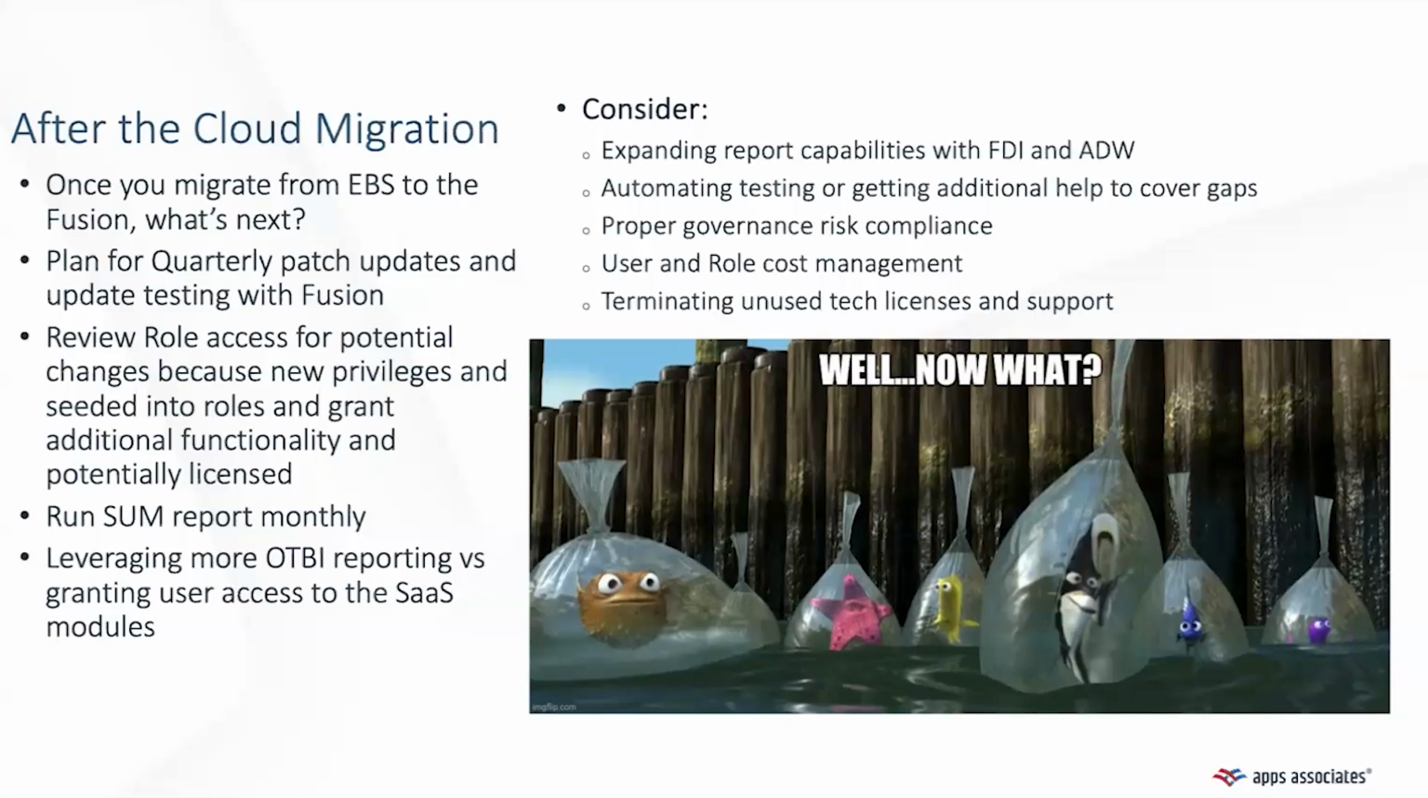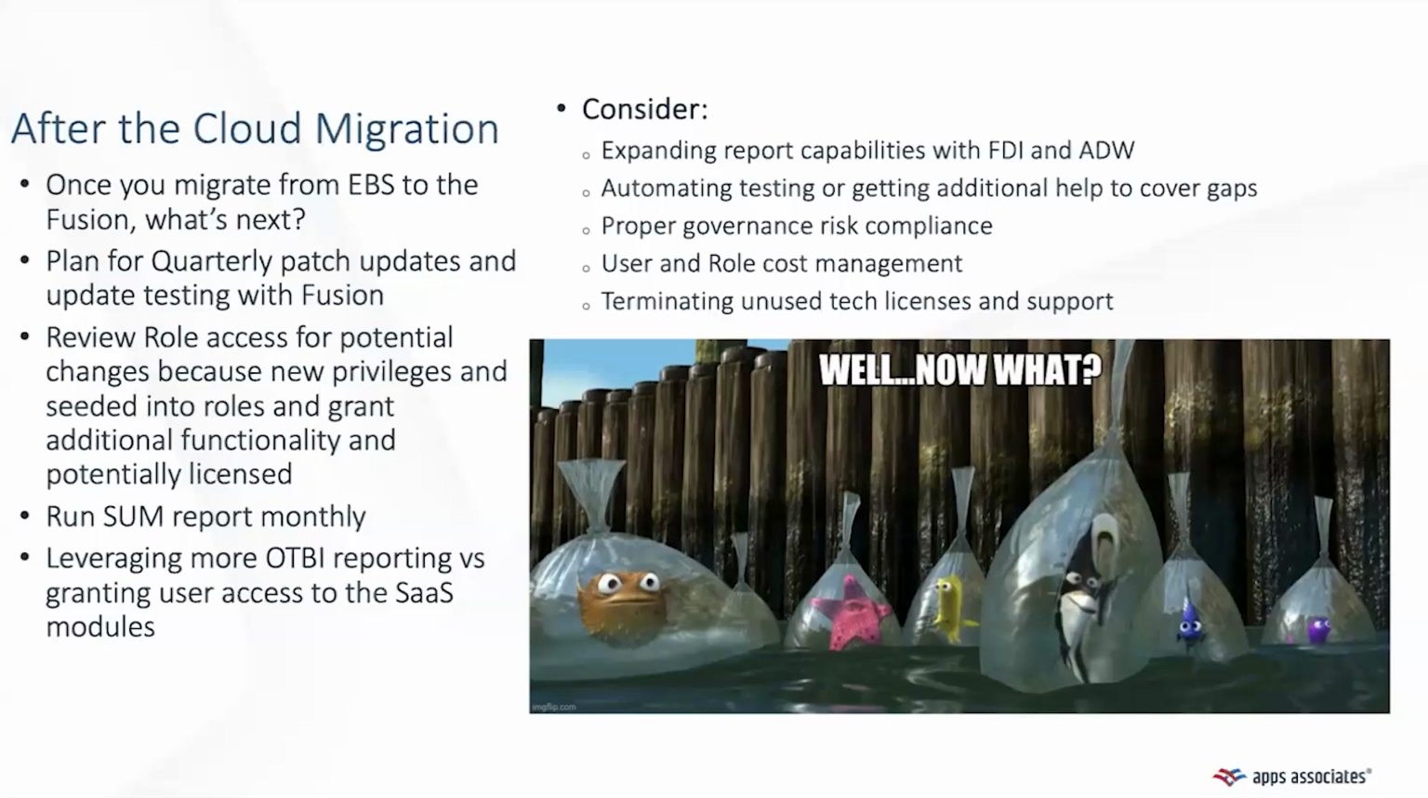We want to make sure that we're running the subscription usage management report after each release, to ensure that the new release doesn't change functionality in a way that enables capability for our users that we didn't license, for instance. Are we leveraging OTBI reporting versus granting users access to the SaaS modules as a result of these releases? We need to consider those on a perpetual, continual basis. So also consider expanding reporting capabilities with FDI and ADW versus granting access directly into Fusion SaaS.